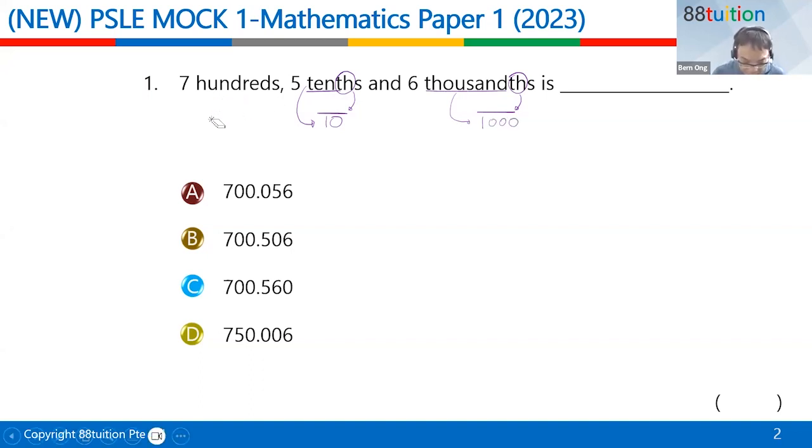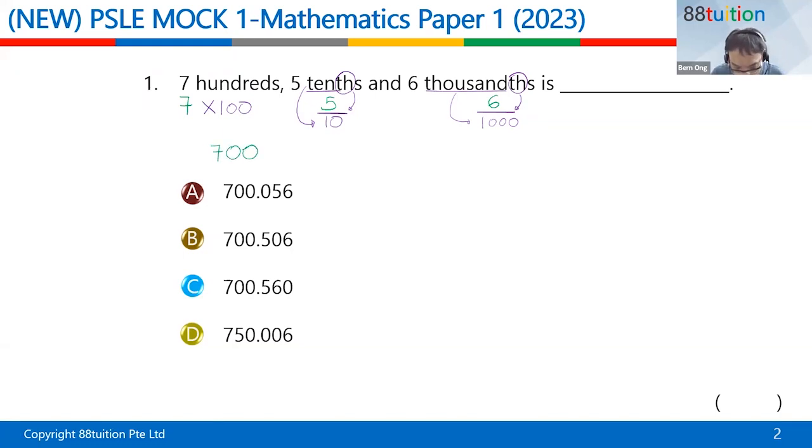Okay, what's the meaning of hundreds? Hundreds means 100, right? Is there any TH? There's no TH, which means it's a times. Can you see that? So every time you see a TH, it means a divide. All right, where do you put a 7? You put a 7 back into here. You put a 5 here, and you put the 6 here. All right, and what do you do? You convert them into proper numbers, like 7 times 100 is 700.